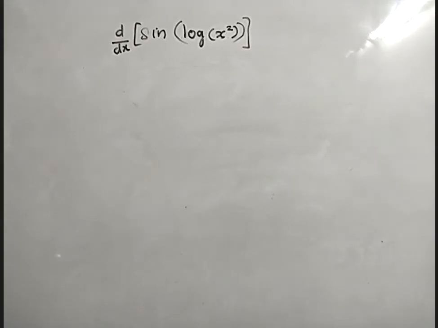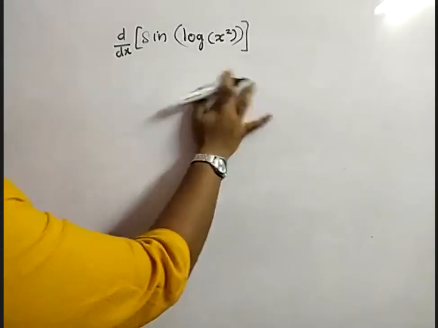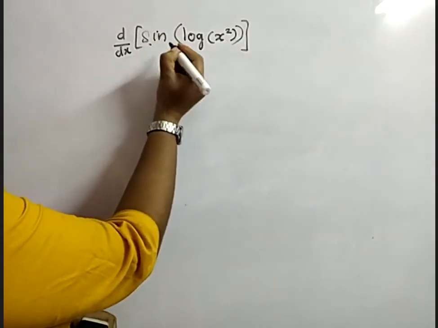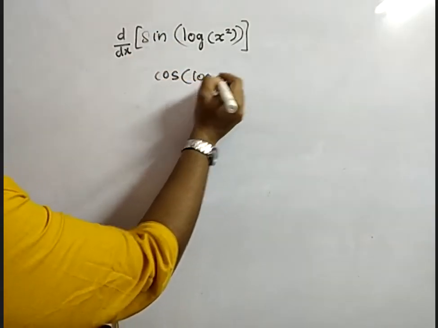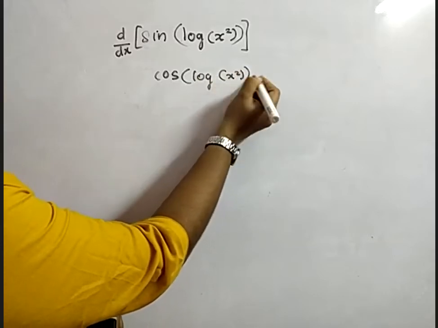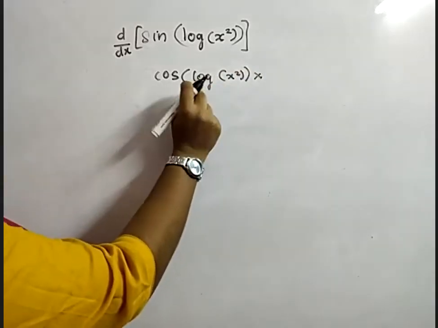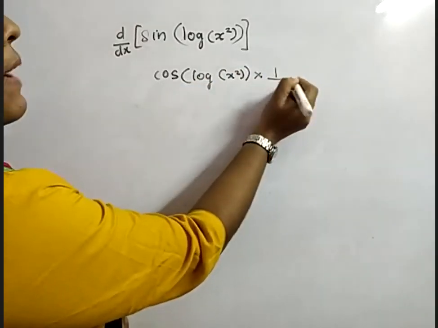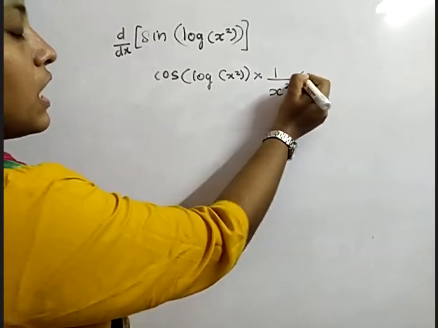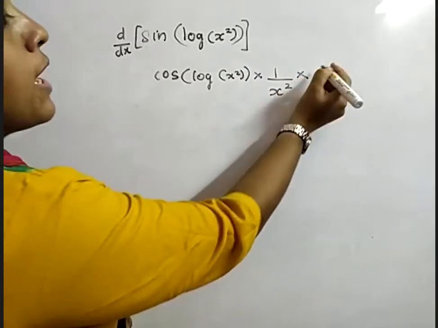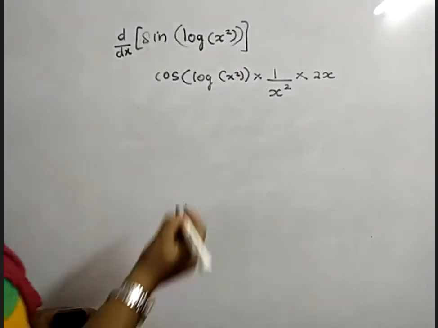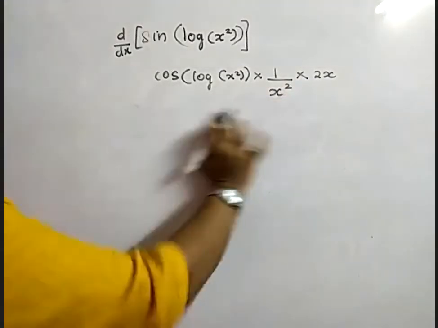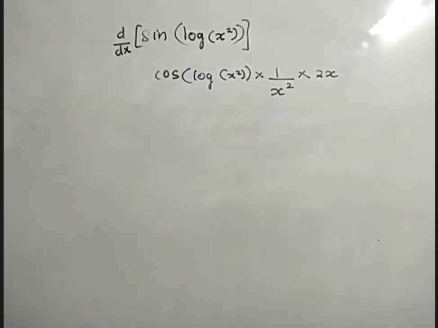So how will we do it? First we have the sine function, no? So here chain rule is there. What is the derivative of sine? Cos. So cos log x square into the derivative of log x square, 1 by x square, into the derivative of x square. Understood? Is it clear? See Umesh and others.